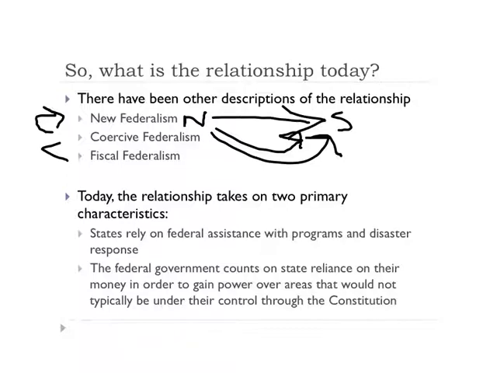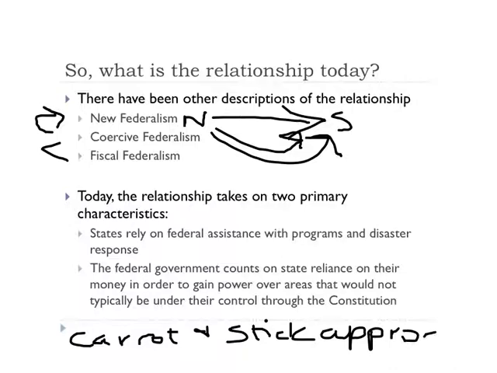Secondly, the federal government counts on the fact that states will rely on their money because it helps them to gain power in ways that they would not normally have had. Remember, under dual federalism, it was national powers, state powers, they don't mix. As the national government begins to give money to the states, they begin to employ what's sometimes called a carrot and stick approach. This is a vocab term, actually.